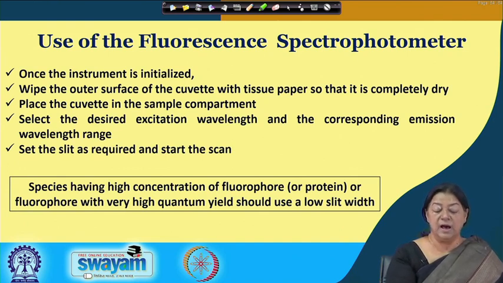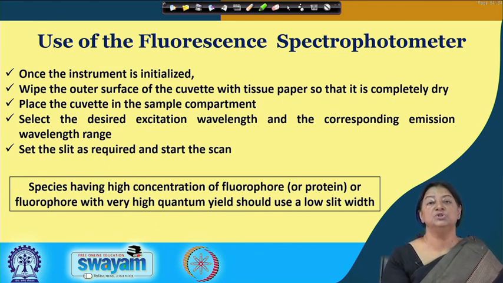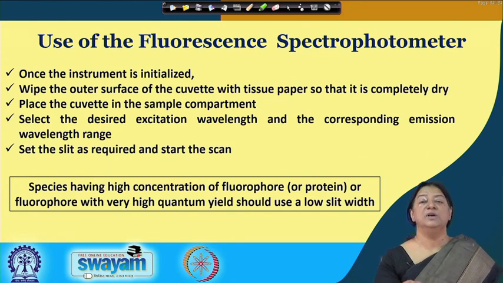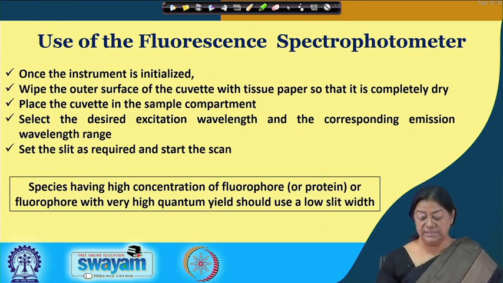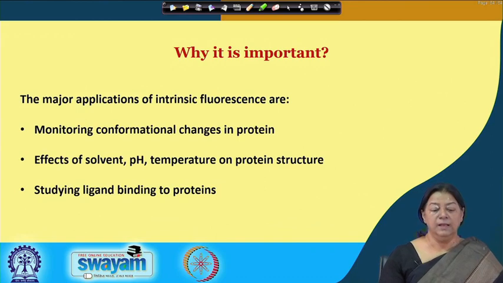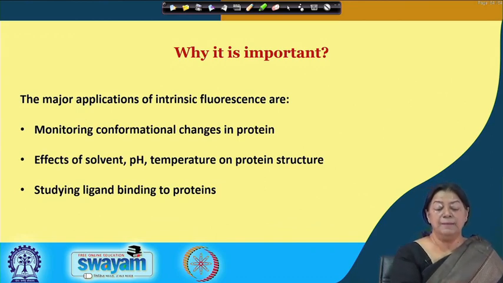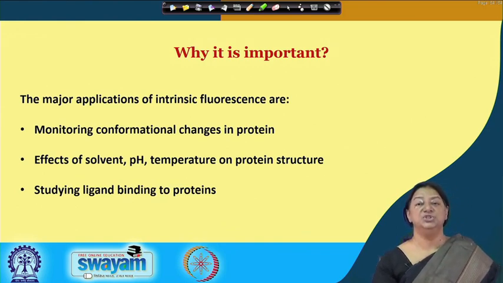So, species having high concentration of fluorophore, that is protein, or fluorophore with a very high quantum yield, should use a low slit width, because it is going to have a higher fluorescence intensity. Now, why is this important? The major applications of intrinsic fluorescence are monitoring the conformational changes in the protein, because if we see a change in the protein structure, it means that the tryptophan is going to get exposed. The tryptophan is probably going to show up in the fluorescence spectra.